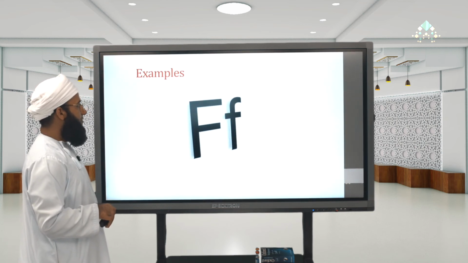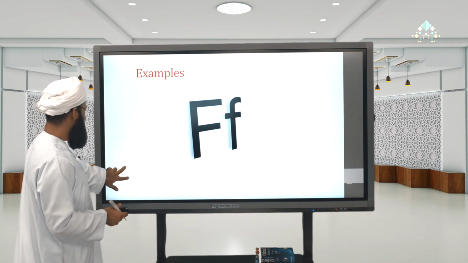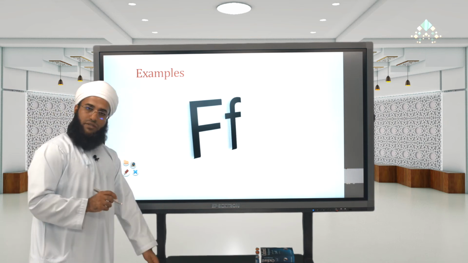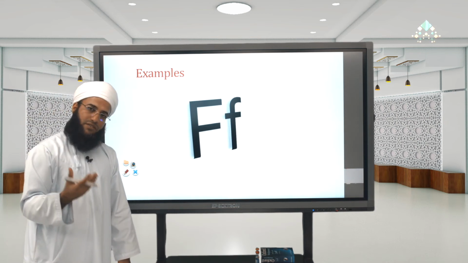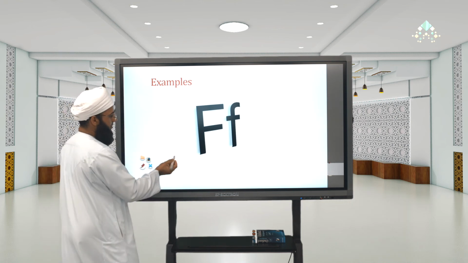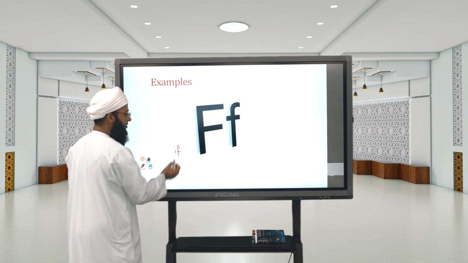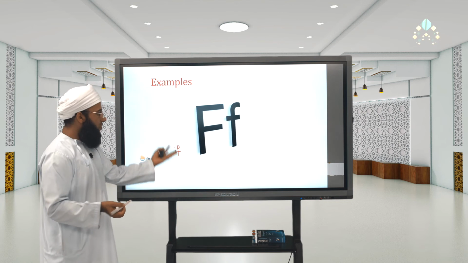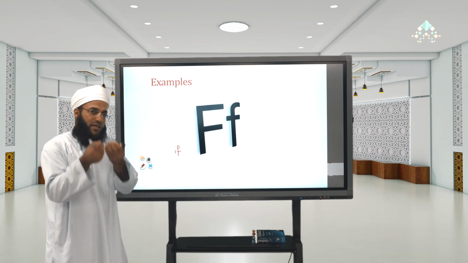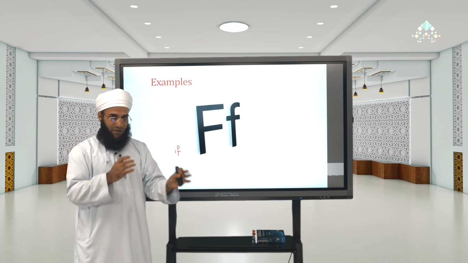Some examples. For example, the F sound. Okay, F. This is F, right? You say yes. How do we pronounce it? If it is a letter, then we say F, right? F, right? If you say this is if, is it correct? If. No, it will be a different word. So what I want to say here, we need to focus on pronunciation so we don't mix things up.